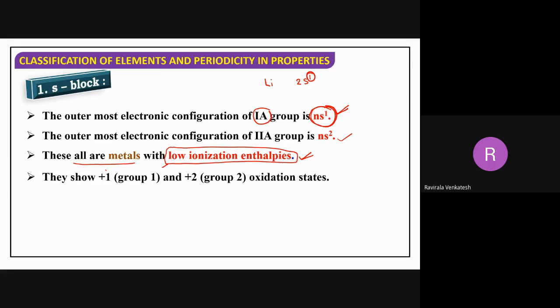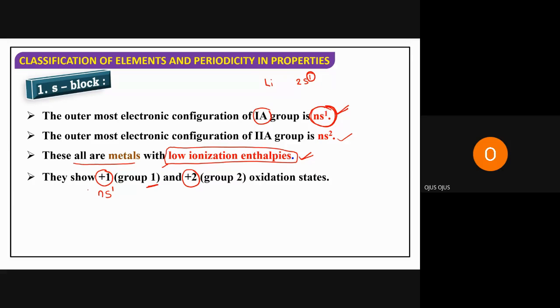Next, they show +1 oxidation state and also what? +2 oxidation state. Why do they get it? Group 1, first A, is getting +1. Why? Because in ns1, how many electrons are there? In this, how many electrons are there?